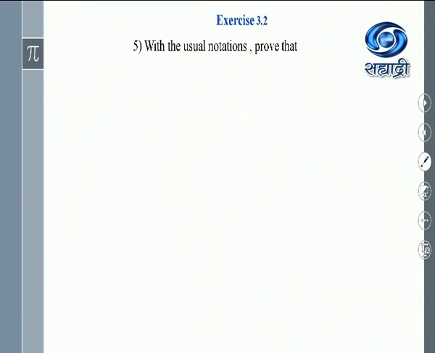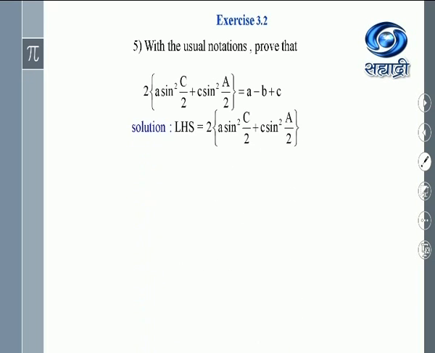Exercise 3.2, question number 5. With the usual notations, prove that 2 times in bracket a sine square c by 2 plus c sine square a by 2 is equal to a minus b plus c. Now you must be very perfect in recalling all the trigonometric formulae. Here in the solution you may start with LHS or RHS, but before solving the sums you will have to think a little bit. Here we take LHS as it is.